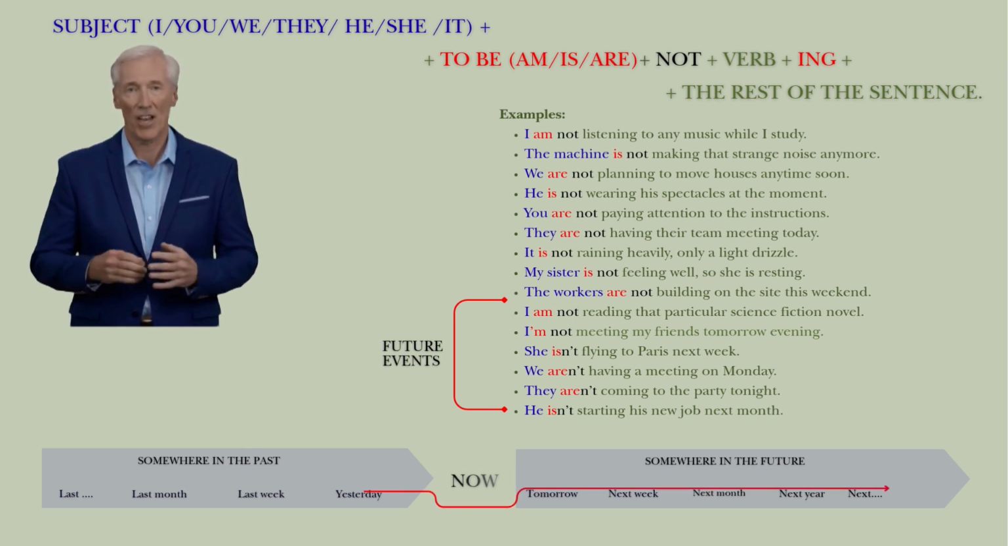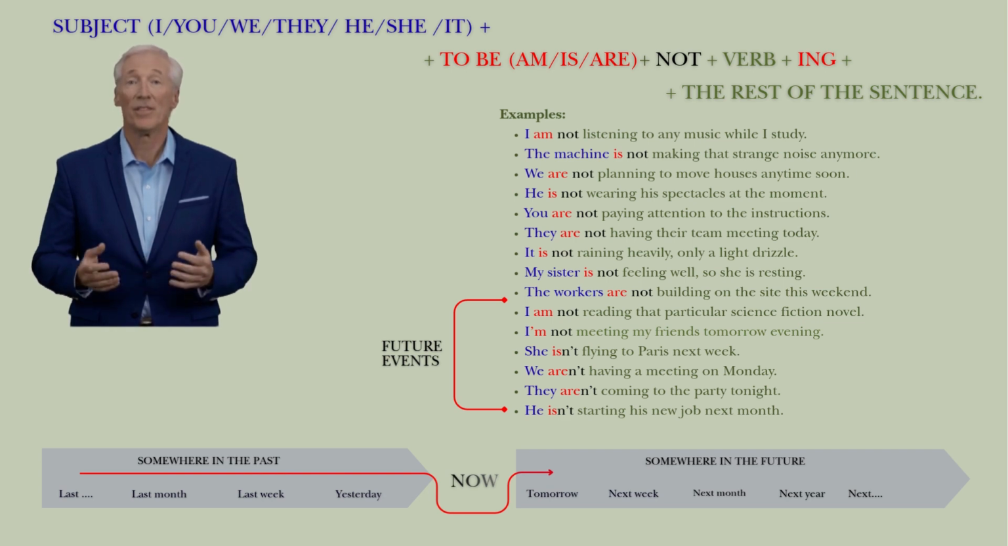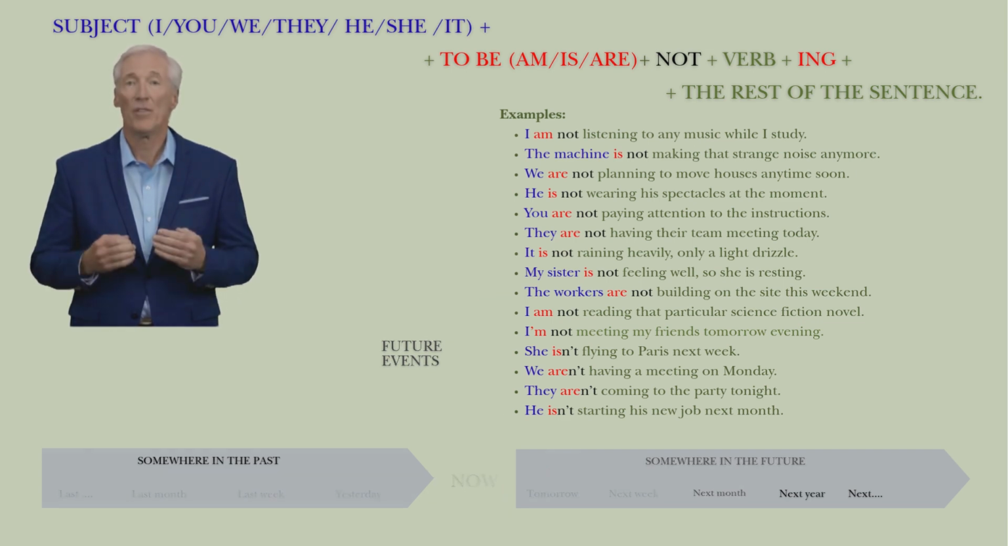She isn't flying to Paris next week. We aren't having a meeting on Monday. They aren't coming to the party tonight. He isn't starting his new job next month.